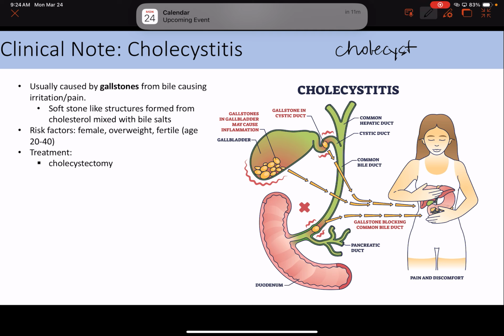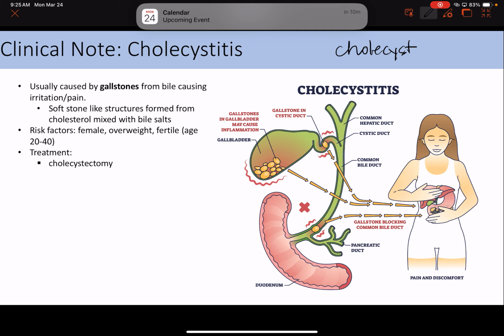Risk factors include being female, especially if you are a fertile age female, anywhere from 20 to 40. If you are overweight, or if you lose weight really rapidly, and you're not eating as much, your bile stays in that gallbladder, it will eventually concentrate, creating crystals, and then you're going to get blockages. The treatment is a cholecystectomy, or removal of the gallbladder.